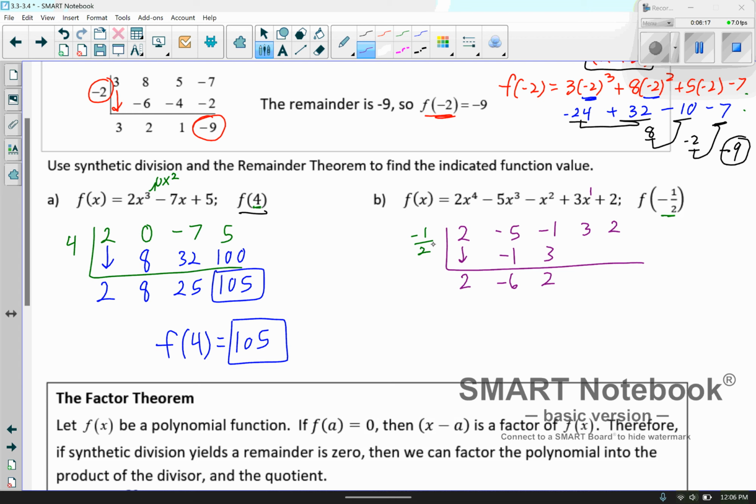Then take half of that and change its sign, so that'd be a -1 again. Then -1 plus 3 is 2. Same thing again. Then half of 2, and then change its sign, so it's -1. Add that together, and I get +1. So that was my remainder, and that is the solution to f of -1/2. F of -1/2 equals 1. That's my answer right there.